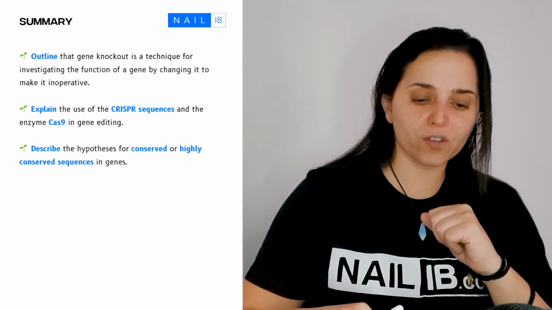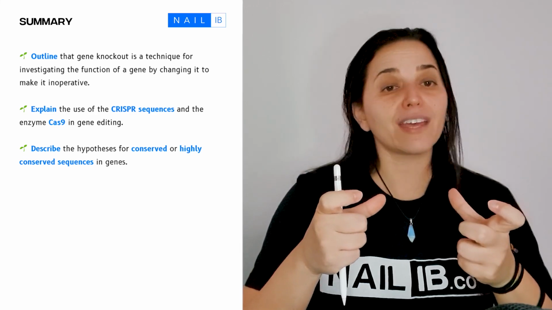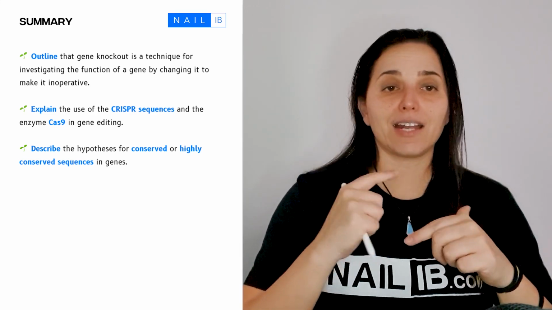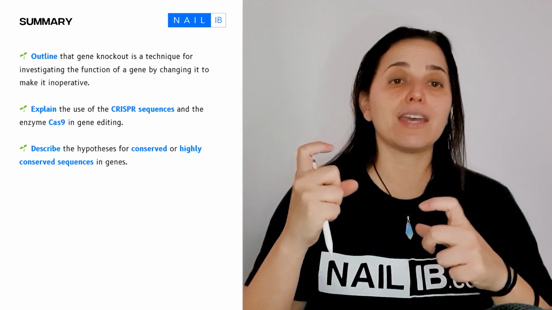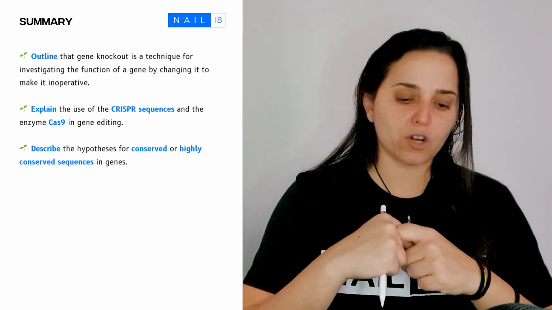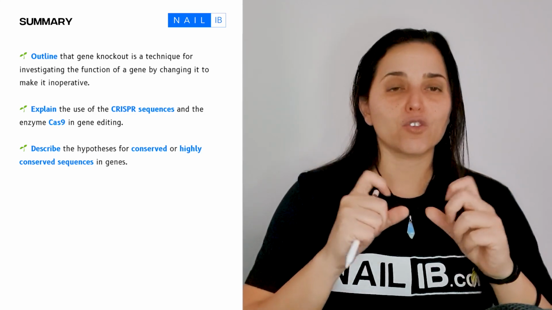So this is it for this section on mutation and gene editing. We did talk about the outline, how gene knockout works. We also talked about the CRISPR sequence as well as the Cas9 and how they try to take out a DNA gene and put in a gene or modify the gene. And we also talked about describing the hypothesis of conserved and highly conserved sequences and genes. So this is it for this video.